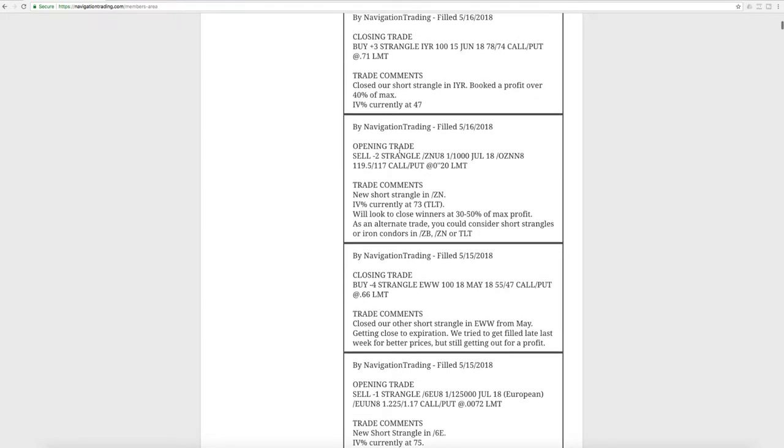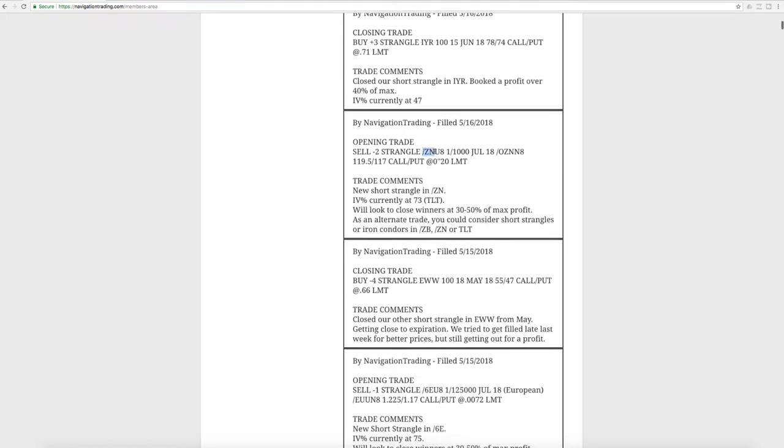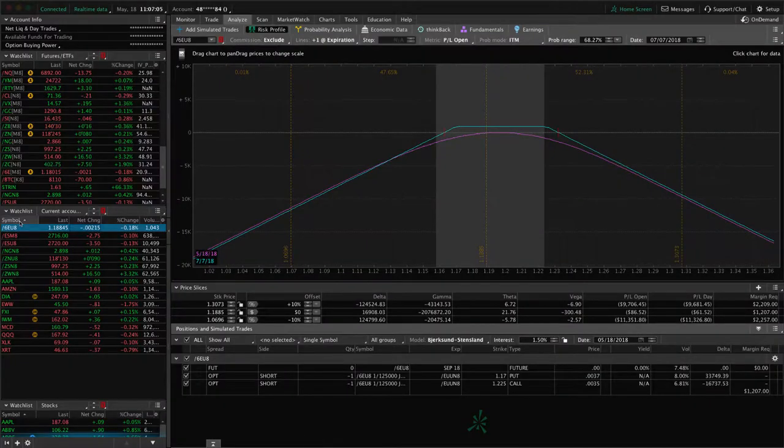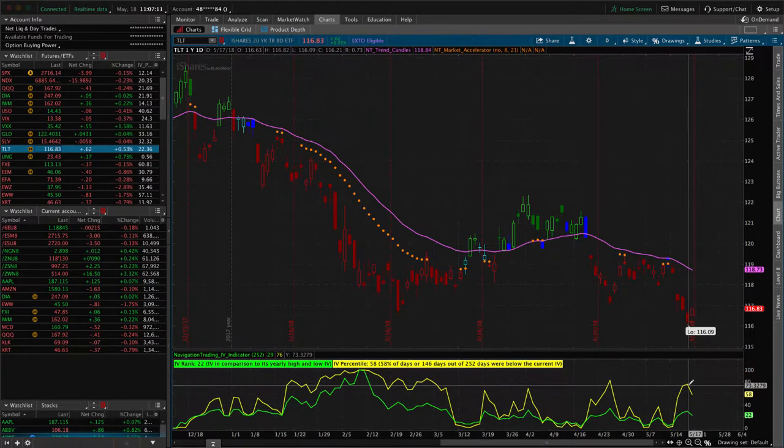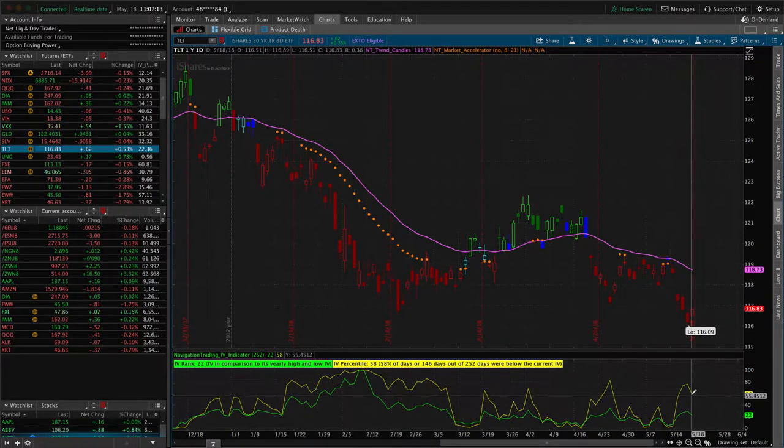Next trade was an opening trade in the notes, ZN. So TLT is the corresponding ETF that we look at for IV percentile. It was at 73 at that time. If we take a look at TLT now on the charts, you can see it popped up even higher, and then today it's contracting nicely.